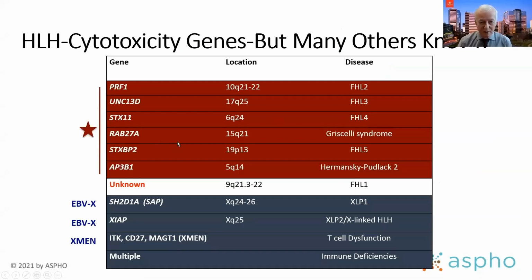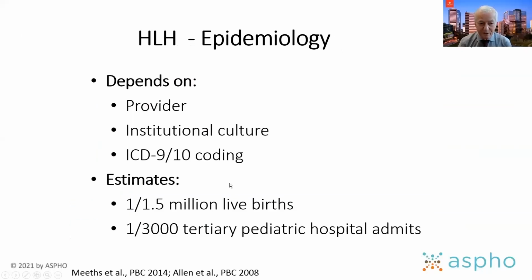The genes that have been classically associated include perforin, MUNC, syntaxin, RAB27 gene and Griscelli syndrome, STXBP2, and then Hermansky-Pudlak syndrome. It's also known that some gene abnormalities in parts of the immune system which control EBV infection are very important in this syndrome because of chronic EBV proliferation.